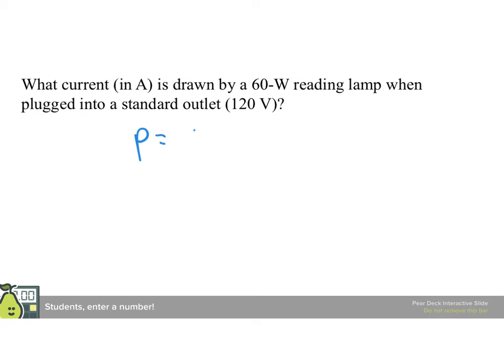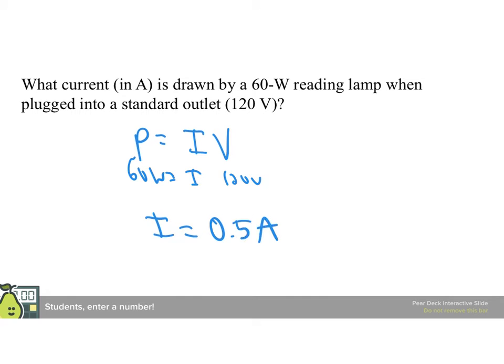the power equals the current times the voltage drop. We can say that 60 watts is the current times 120 volts. So the current in this reading lamp would be about half an amp. Remember, that's reasonable. That's about what appliances in the home will do. Somewhere between a tenth and 1 amp is pretty typical.